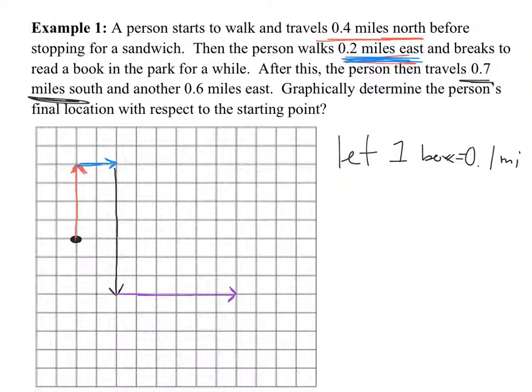1.9 miles. 19 boxes. So 1.9 miles is our distance. We can jot that down if you want.